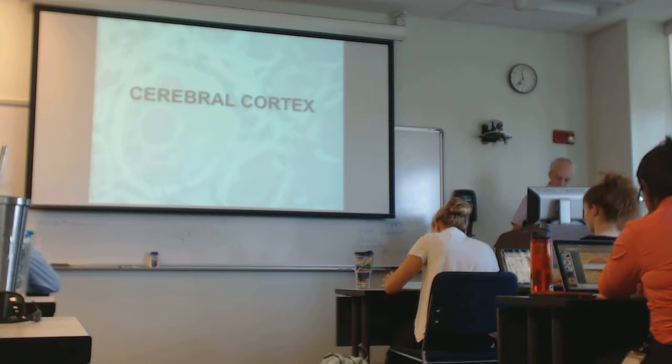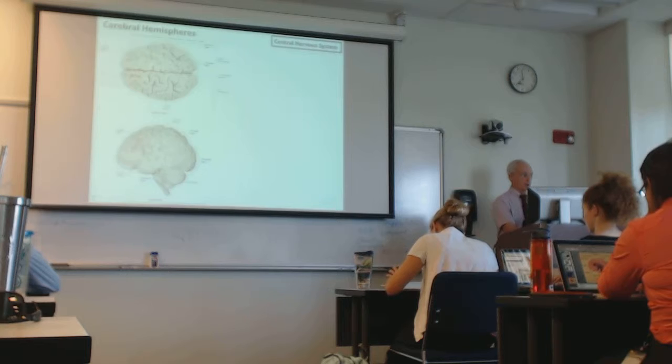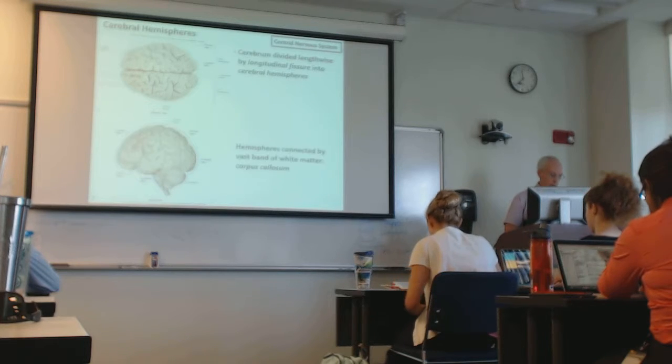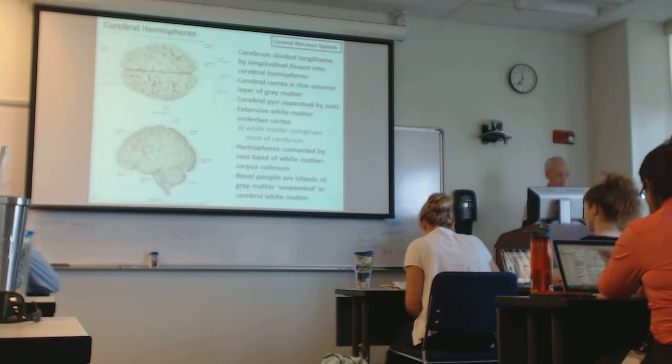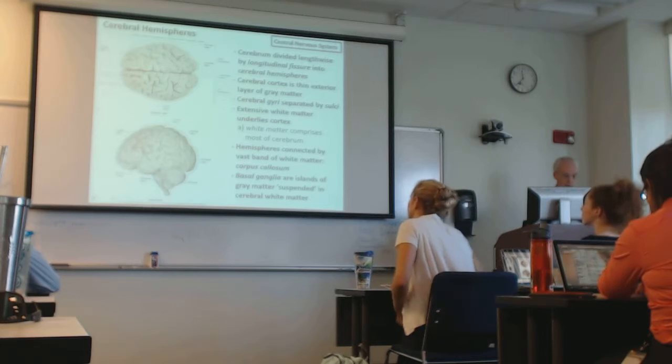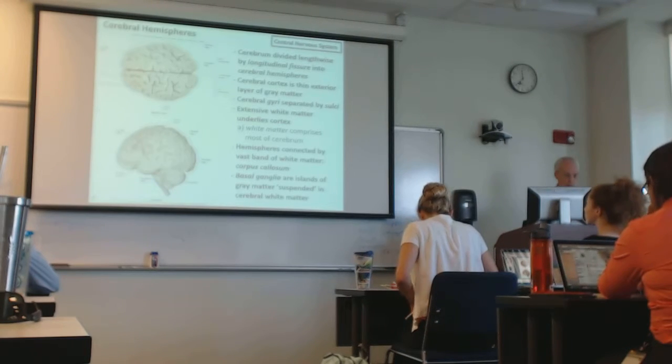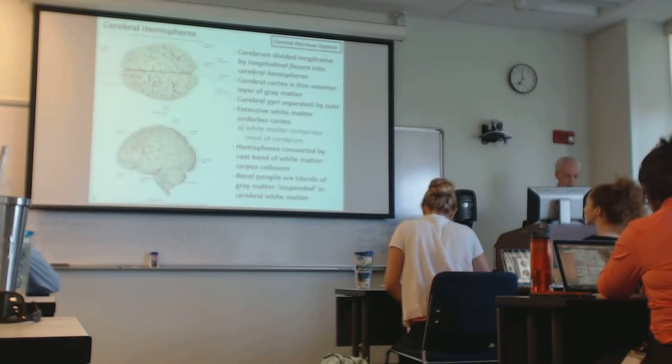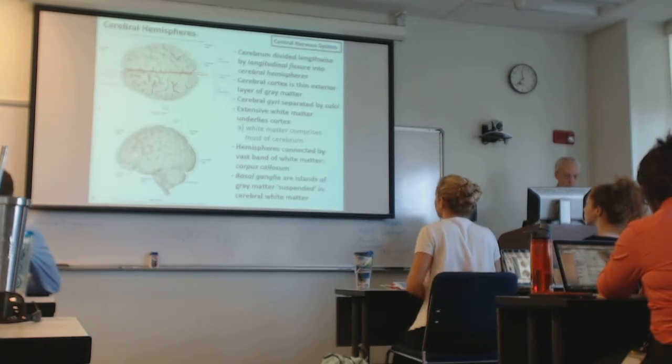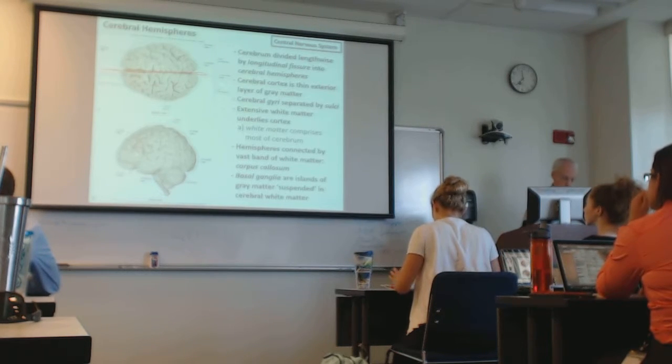All right, let's move in. Our last little examination will be of the cerebral cortex, that large outer rind of the cerebrum. And you can see in the illustrations here that the two hemispheres of the brain are separated by this large furrow you see here called the longitudinal fissure.